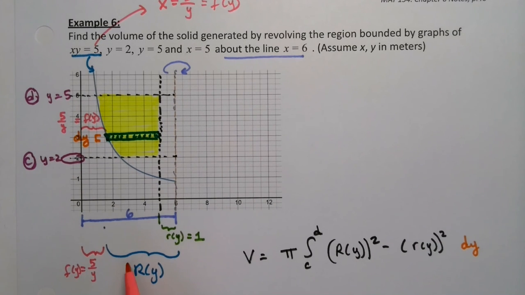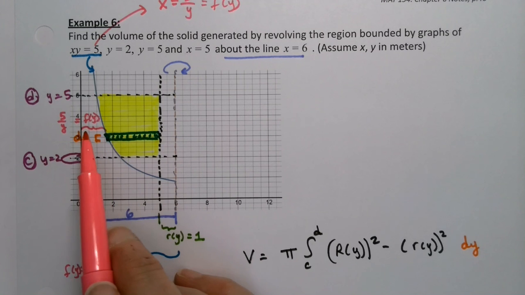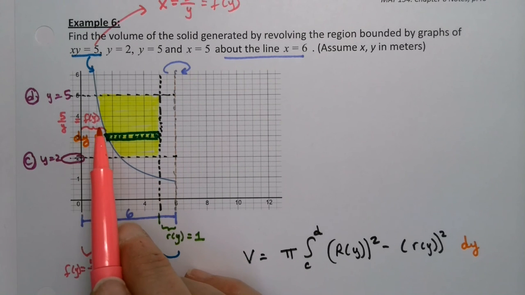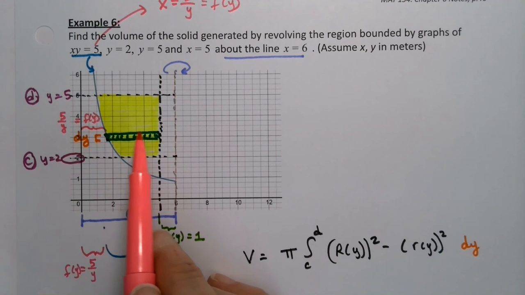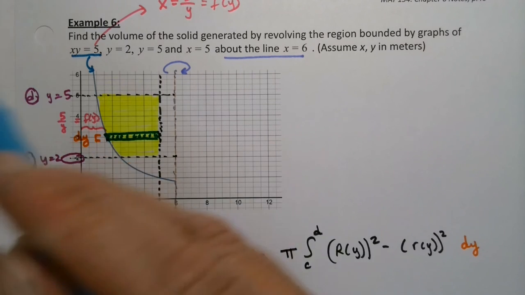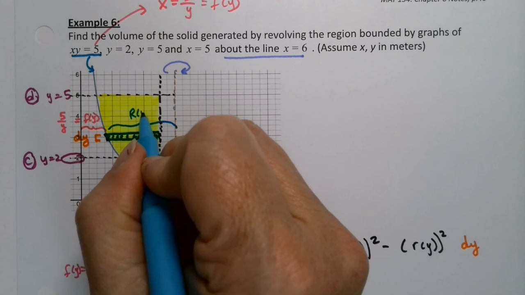So r of y, this radius, would be 6. Take away this little pink part, right? This whole distance here is 6, from the y-axis all the way out to the axis of rotation. And then this little part right here is 5 over y. So if I take 6 and take away 5 over y, I'll have the R of y left over, like that.